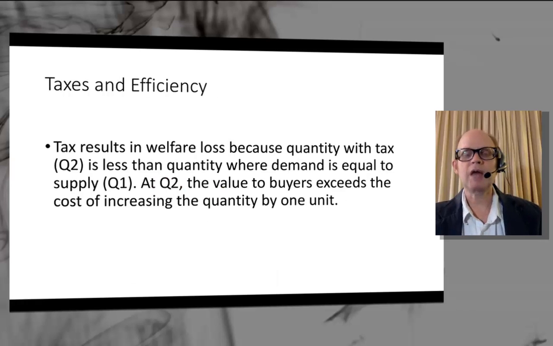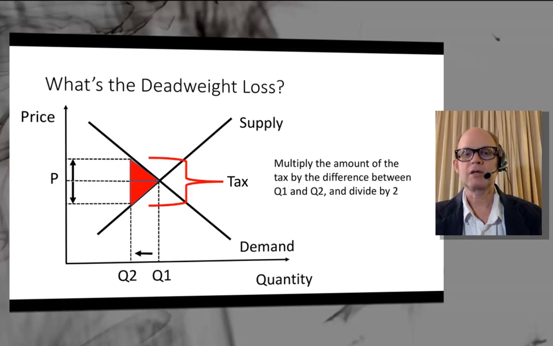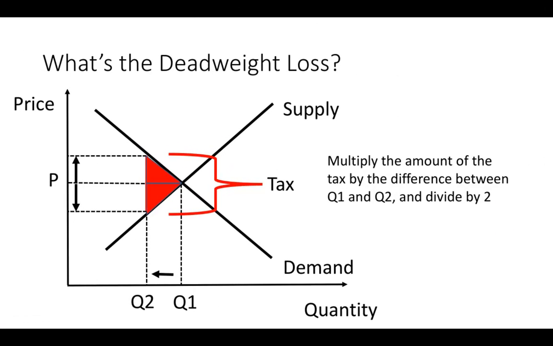So remember, taxes result in a welfare loss because the quantity with the tax, or the after-tax quantity, is less than the equilibrium quantity, which is where demand is equal to supply. So at that after-tax quantity, the value to the buyers, as reflected by the demand curve, exceeds the marginal cost to sellers of increasing the quantity by 1 unit. So we saw earlier that that is an inefficient outcome. And hence you have this deadweight loss.